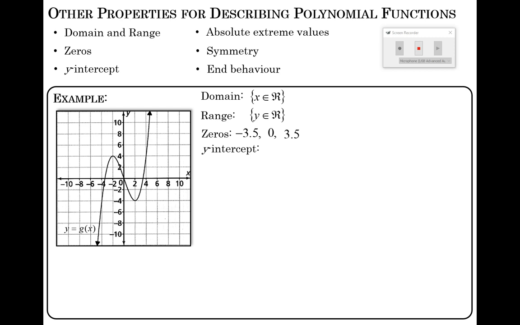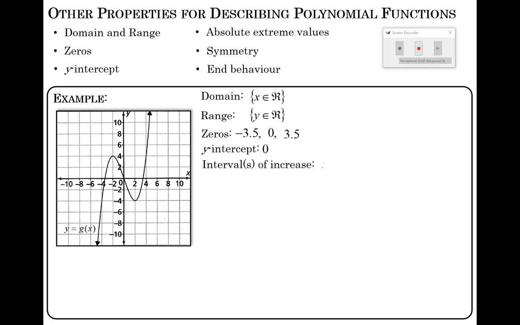Y-intercept, okay, where does it meet the y-axis? It meets at y equals 0. Intervals of increase, okay, a little bit more difficult. I'll slow down here a little bit. It's increasing over here before it gets to negative 2. And then it's increasing again after x equals 2. Those are the times when it's increasing.